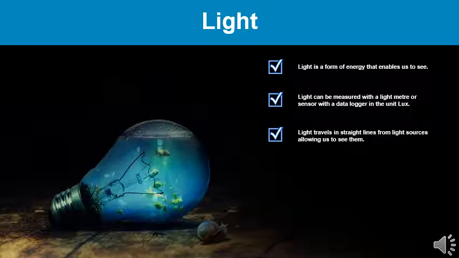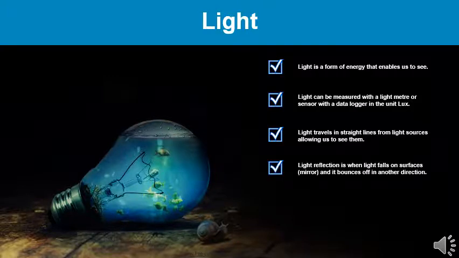Light travels in straight lines called light rays from light sources, allowing us to see those light sources. Remember, a bundle of those light rays is called a light beam. And when something shiny and smooth like a mirror gets in the way of light, it reflects, which means it falls on that surface, and then it bounces off in another direction.